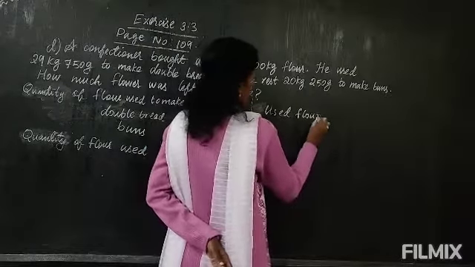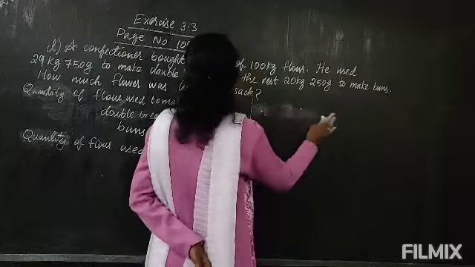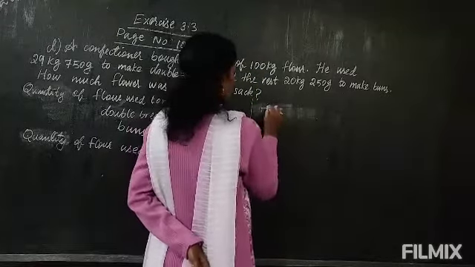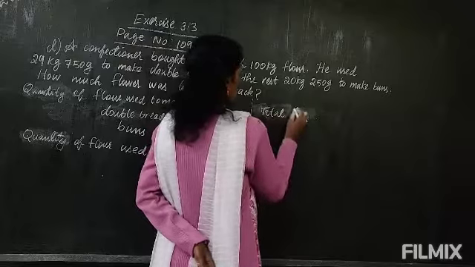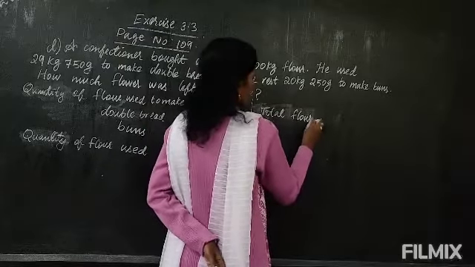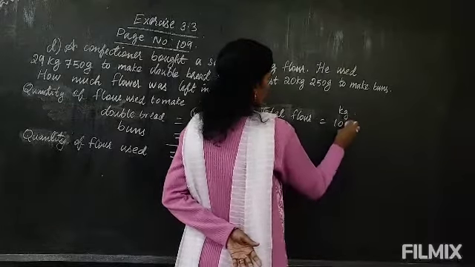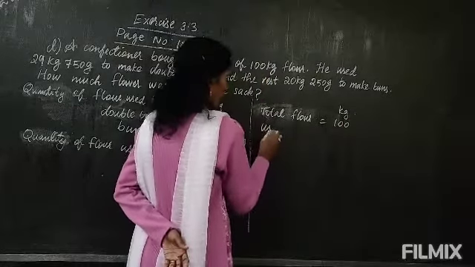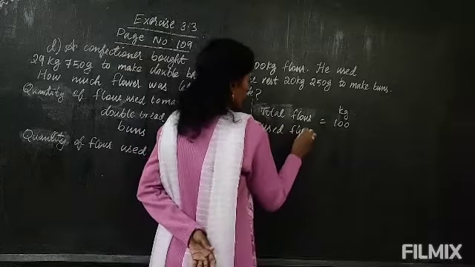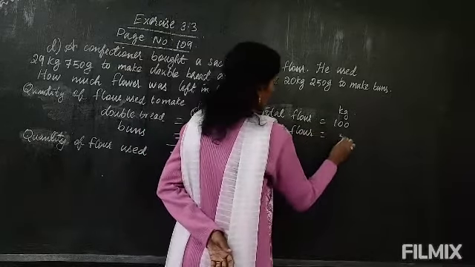Used flour. First, total flour. Both are in kg, so you can just write it is kg. So 100 kg, and used flour is 50 kg.